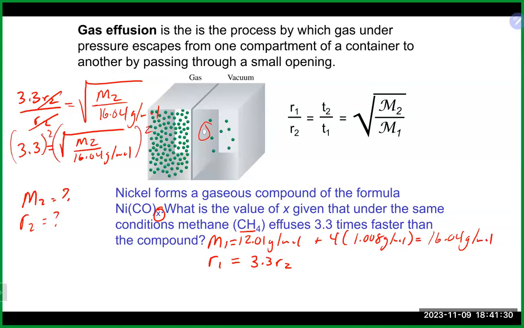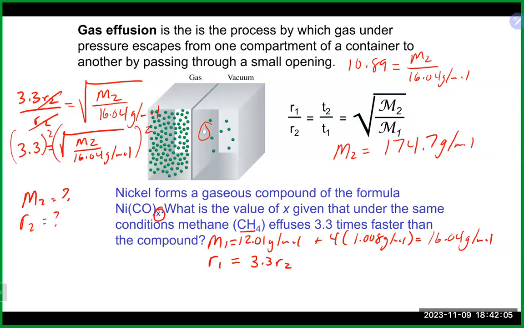And when I square both sides, that's going to give me 3.3. I should probably square it. That would be good. Like 10.89 is equal to M2 over 16.04 grams per mole. Obviously the square root goes away when we square it. We're going to multiply the 16.04 to the other side, and that's going to give us a molar mass for our unknown compound of about 174.7 grams per mole. First off, any questions on that calculation?